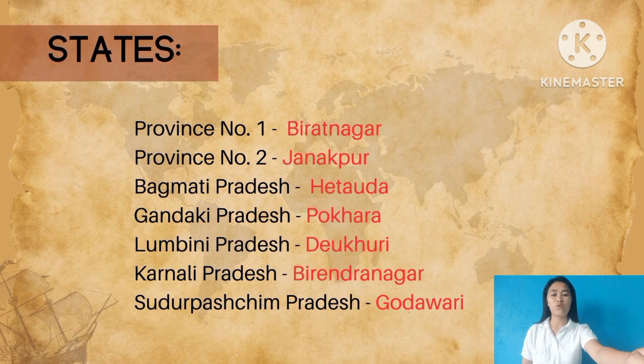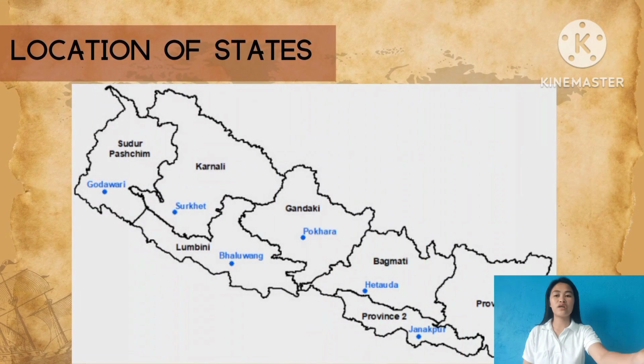The capital is Pokhara. Next is Lumbini Pradesh. The capital is Deukhuri. Then Karnali Pradesh, whose capital is Birendranagar. The last state is Sudurpashchim Pradesh, and its capital is Godawari. The next slide is the location of the states. As you can see, it shows the location of every state in Nepal.